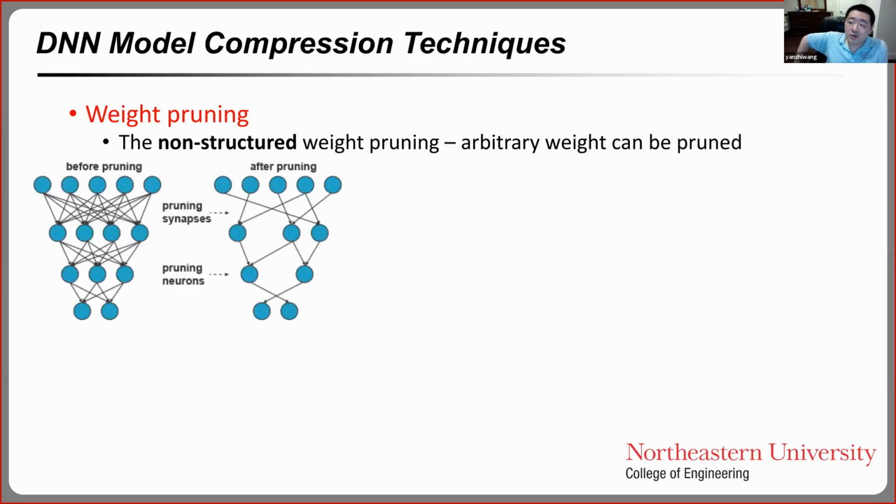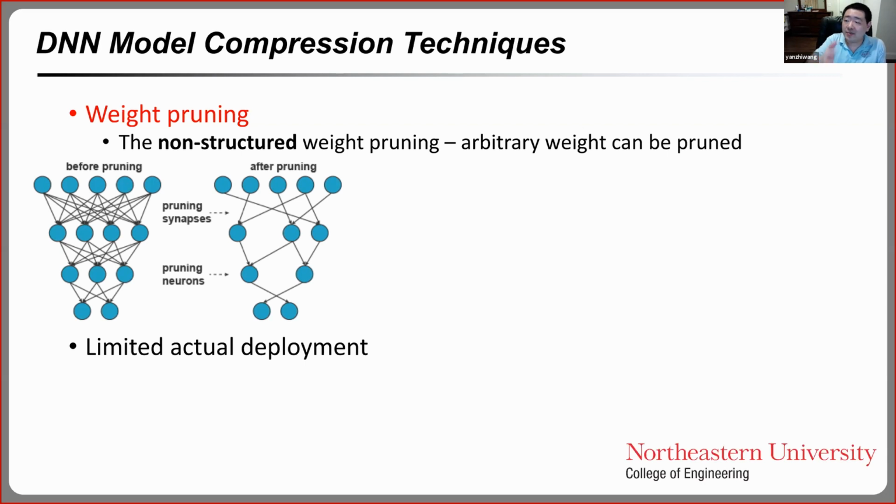So first, we're going to have a survey of the deep model compression techniques of the neural networks. The first technique is weight pruning. One of the representative ones is non-structured pruning, which can prune arbitrary weights. So the remaining structure is a sparse structure.